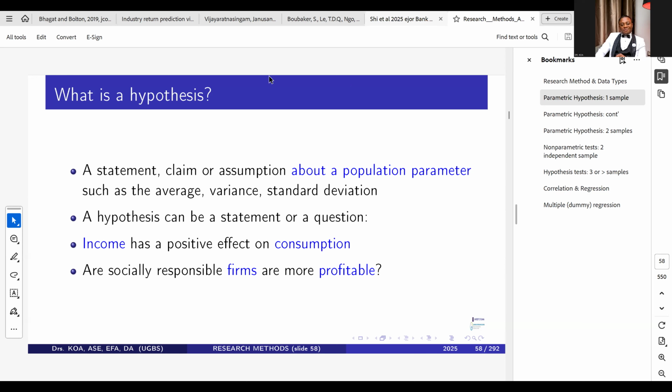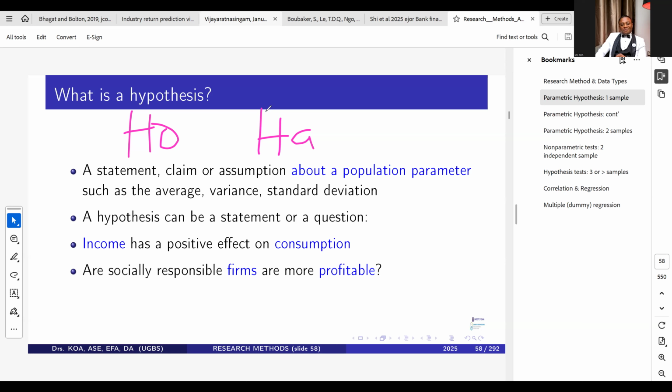There are two kinds of hypothesis. The first one is known as the null hypothesis. It is represented by H naught. Write it down. The second one is the alternative hypothesis. It is represented by HA. The null hypothesis is authoritative. The alternative is a mirror image of the null, more or less like the opposite.